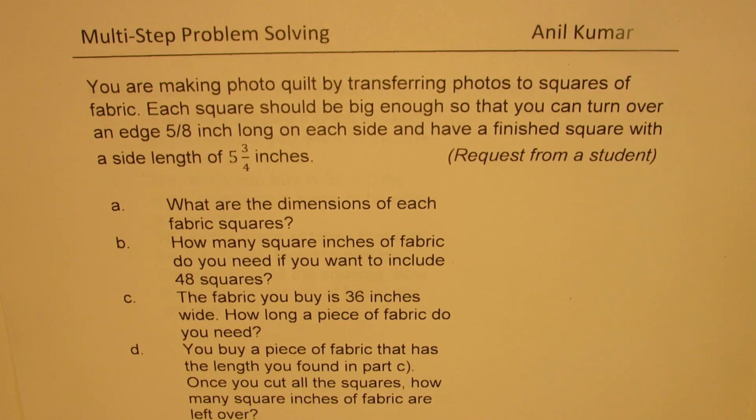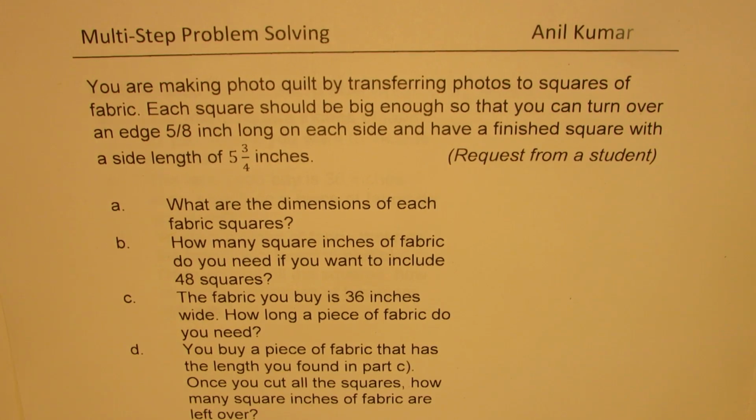The question here is, you are making a photo quilt by transferring photos to squares of fabric. Each square should be big enough so that you can turn over an edge 5/8 inch long on each side and have a finished square with a side length of 5 3/4 inches. Now, based on this information, there are 4 parts.